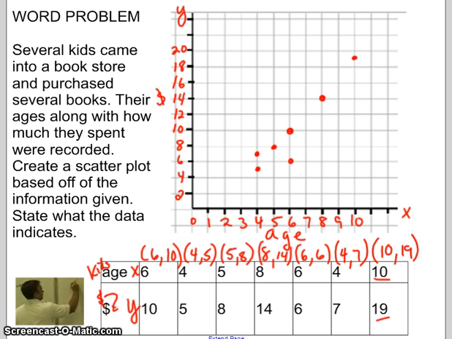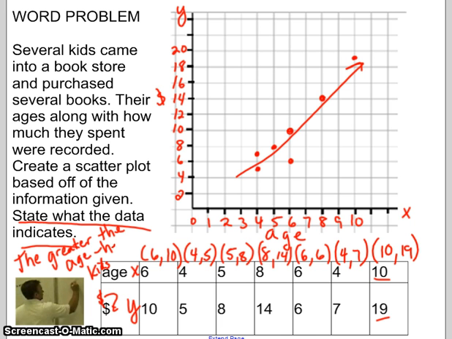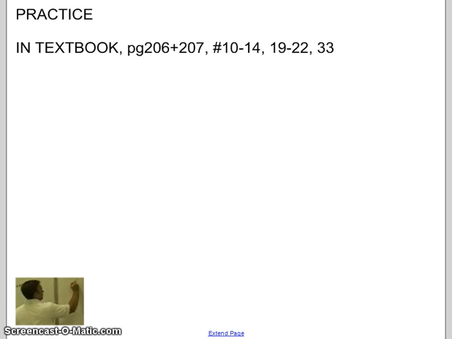So we plotted our points, and what do we notice about all these points? They gradually increase, so the greater the kid's age, the more money they're going to spend. The greater the age, the more money spent. That's one way to use coordinates to show data. Why don't you try a few in the book and ask me questions if you have any.